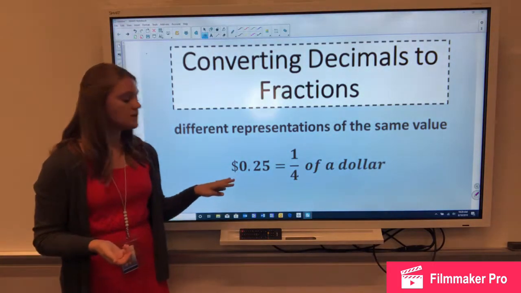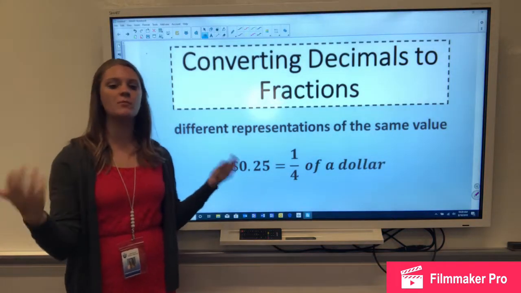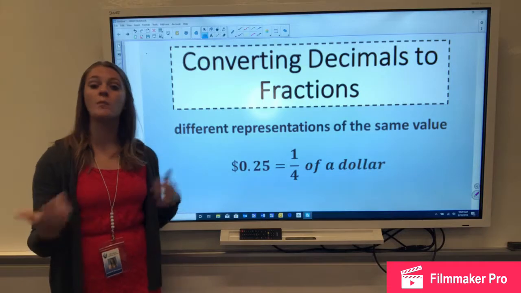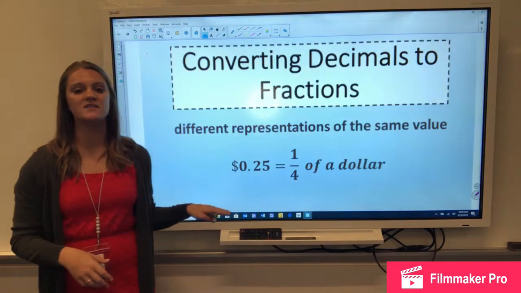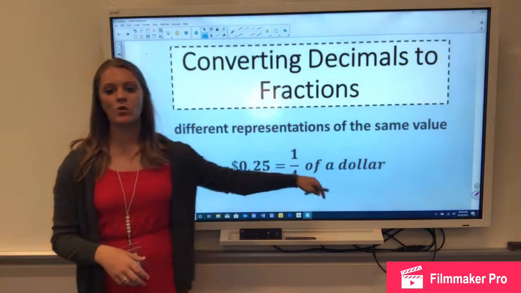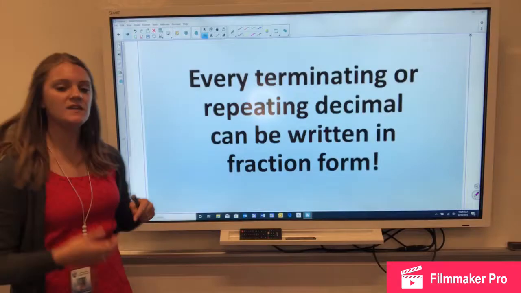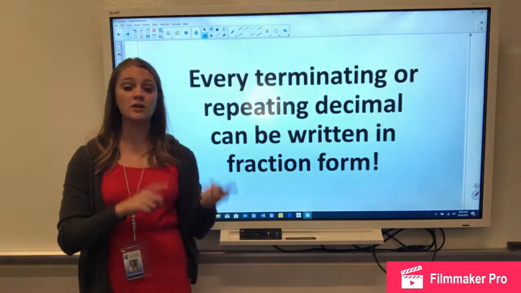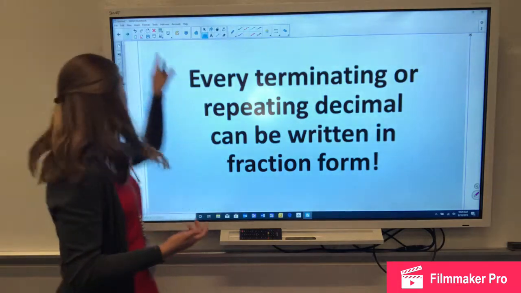If I told you that 25 cents represents a part of a dollar, and I asked what part of a dollar that represents, you would easily tell me that 1/4 of a dollar is 25 cents. So this decimal has a corresponding fraction that represents the same value. The neat thing about converting is that every terminating and repeating decimal can easily be rewritten as a fraction.